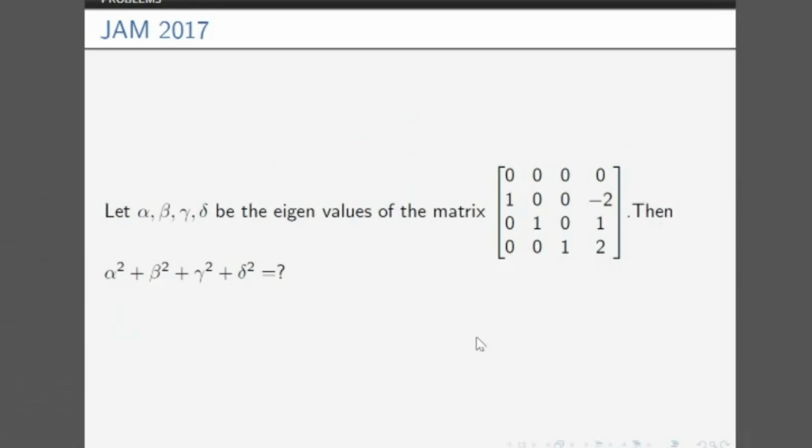And this is the last question that I have got to discuss, which was asked for JAM 2017. We are given a 4x4 matrix, and if alpha, beta, gamma, and delta are the eigenvalues of this matrix, then we are asked to find the sum of squares of these eigenvalues. It is actually nothing but a companion matrix. Okay. So we can get the characteristic equation from the last column. 6, ma'am.